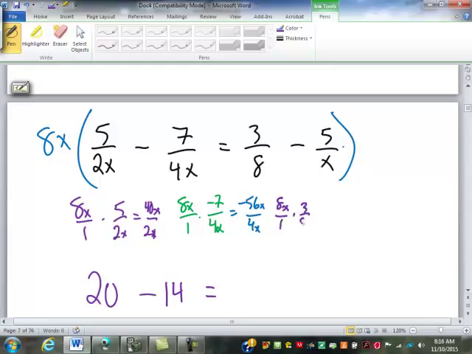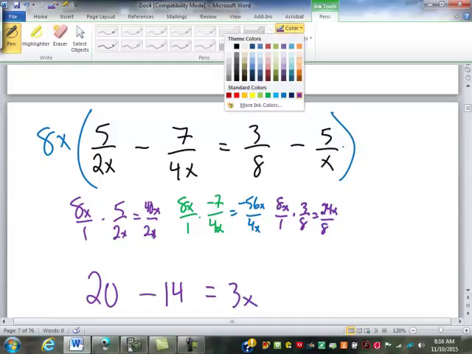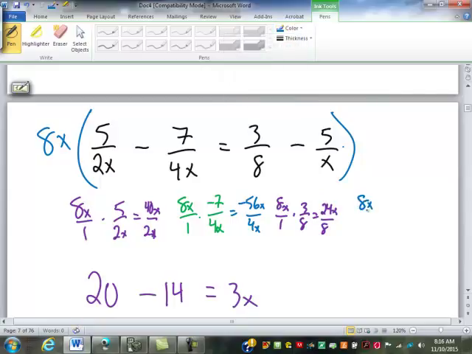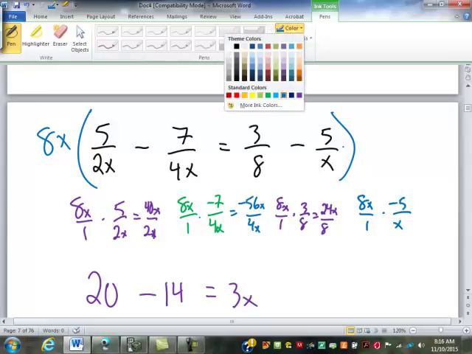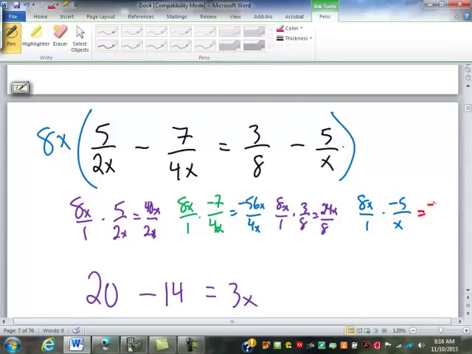8x over 1 times 3 over 8. Well, 8x times 3 is 24x over 8 is 3x. The x doesn't divide out that time because there's no x on the bottom. And then we have 8x over 1 times a negative 5 over x. 8x times negative 5 is negative 40x. 1 times x is x. Negative 40x divided by x, the x's cancel out, and you have negative 40.